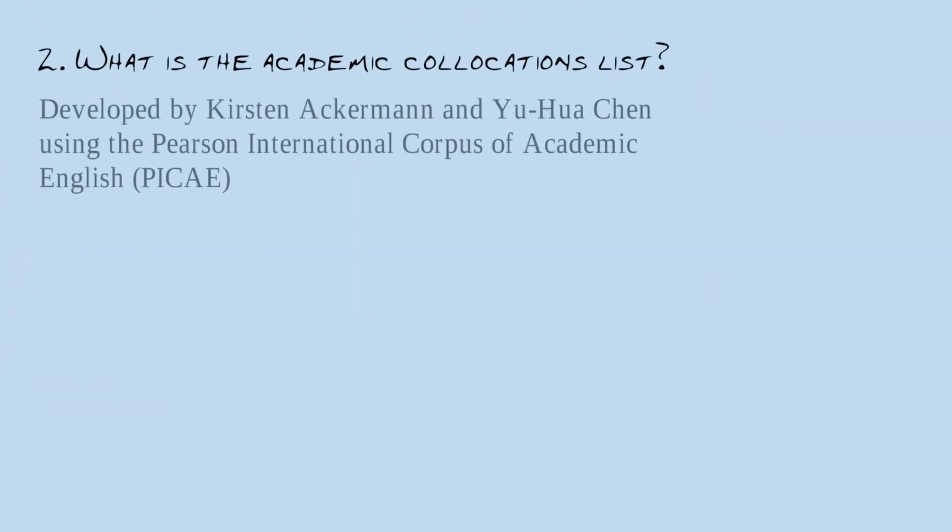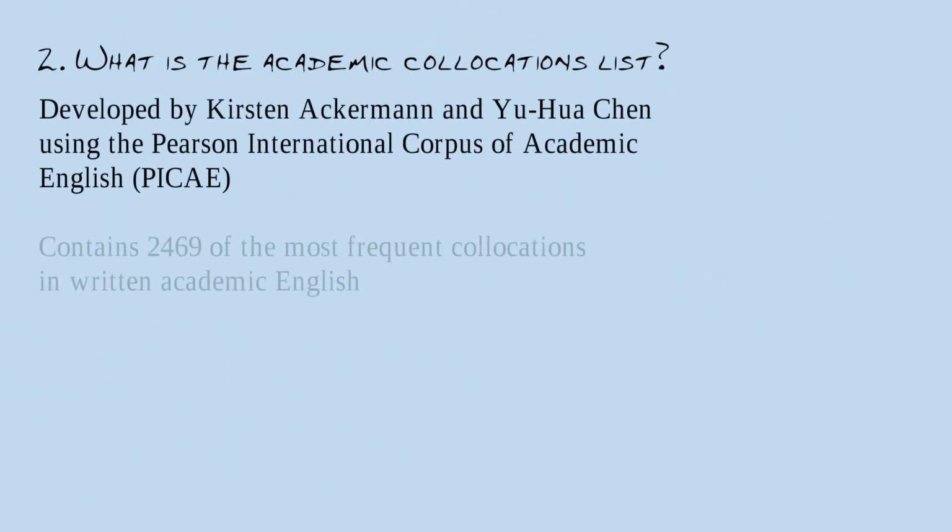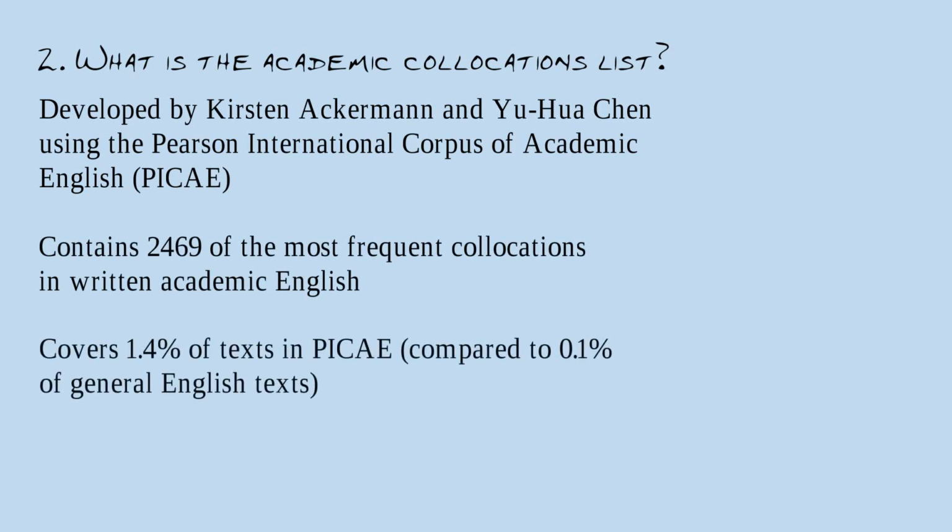So this is a list that was developed by two researchers, Kirsten Ackerman and Yuhua Chen, using the Pearson International Corpus of Academic English, PICAE. And the Academic Collocations List contains 2,469 of the most frequent collocations in written academic English. And in the corpus under study, it covers 1.4% of texts, which compares to 0.1% of general English texts.